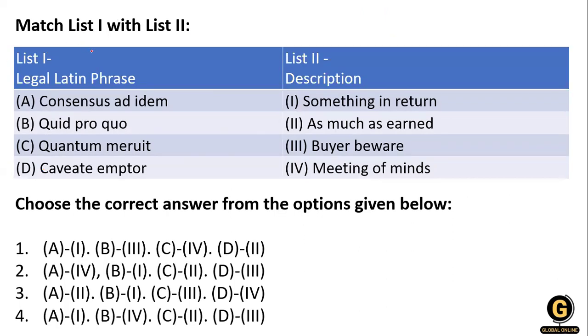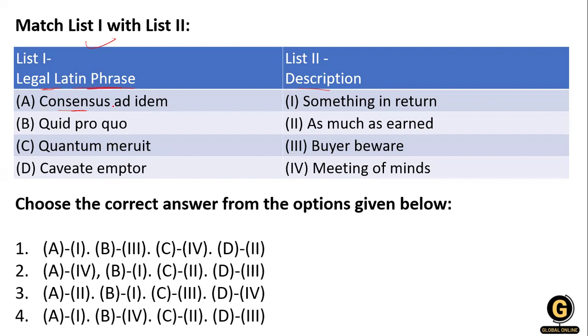Now, next question, which is a matching pair. This is really important. These are legal Latin phrases and the descriptions are given. First one, consensus ad idem, quid pro quo, quantum meruit, and caveat emptor. So these are Latin words. What is the meaning of these Latin words?